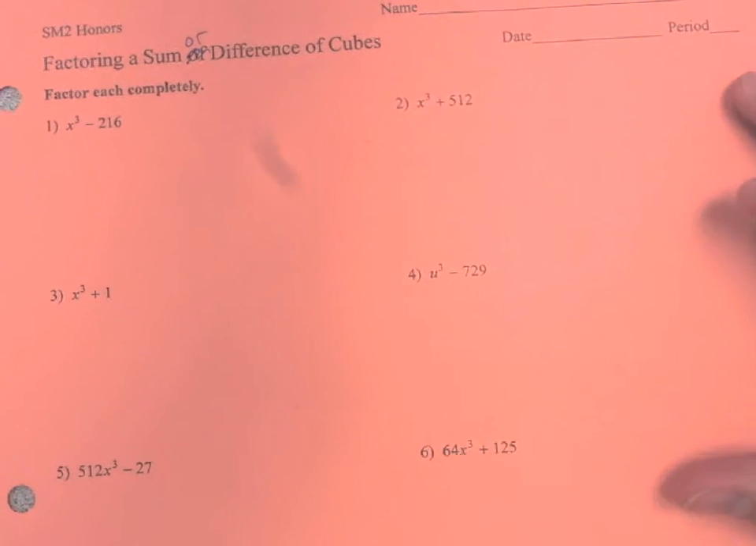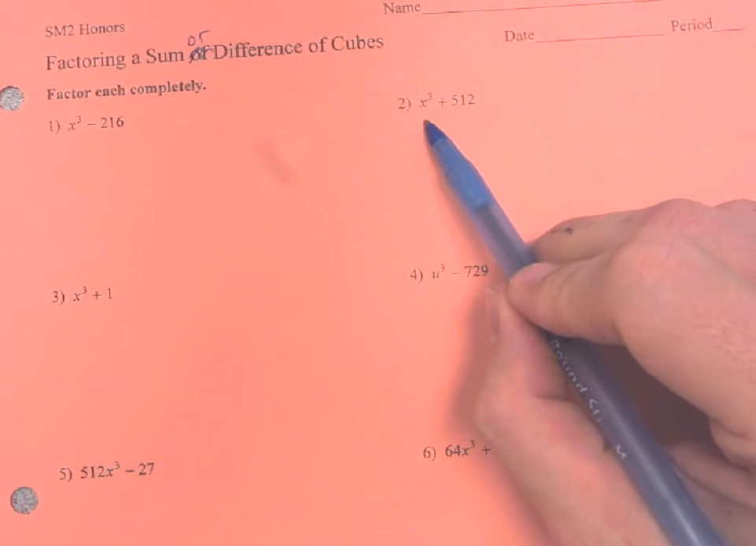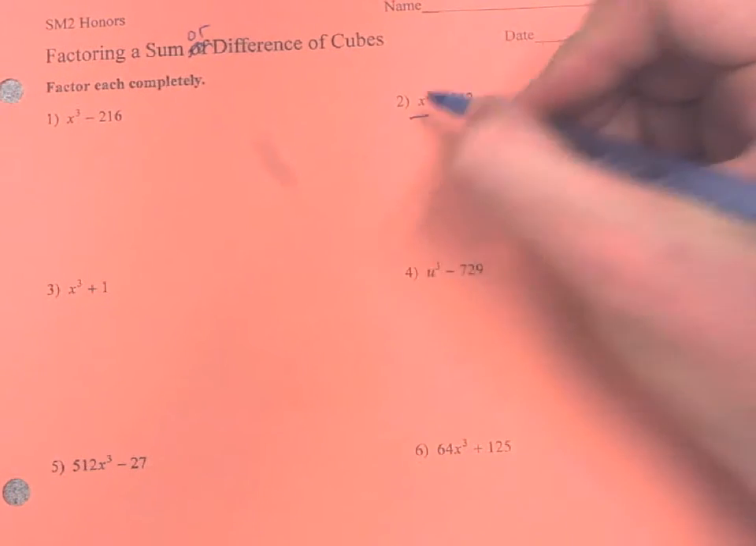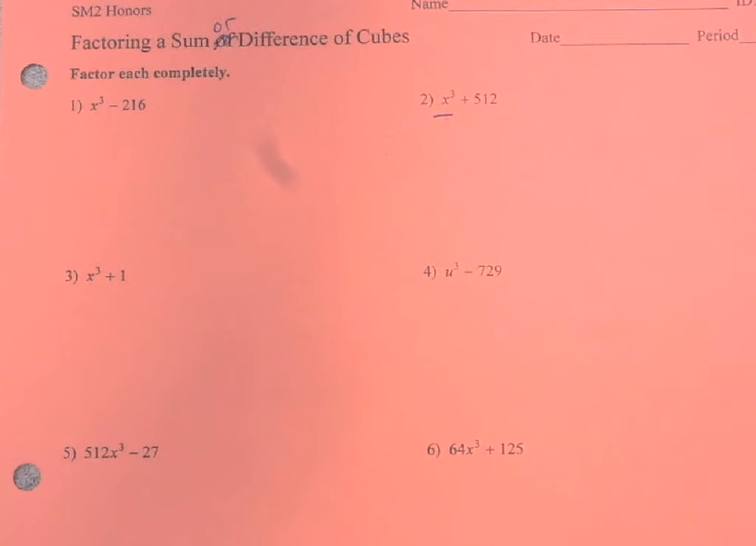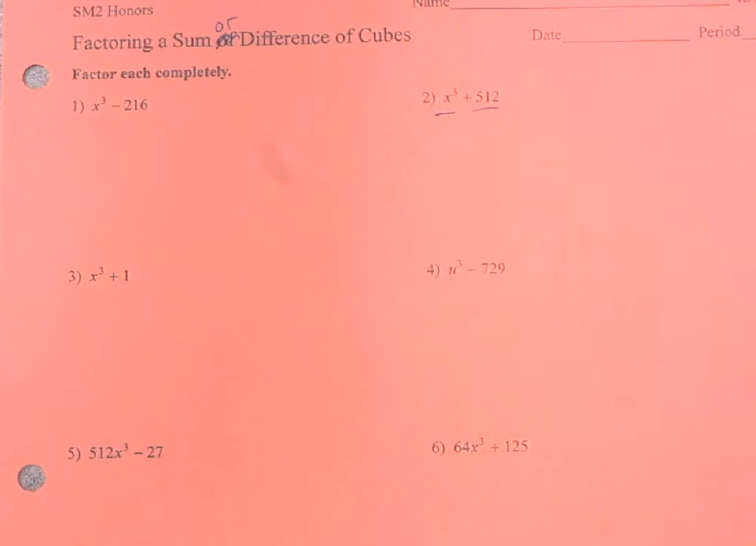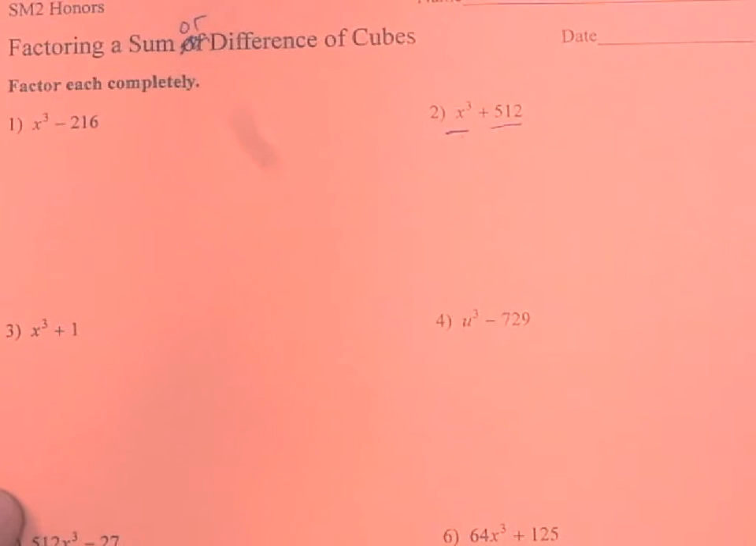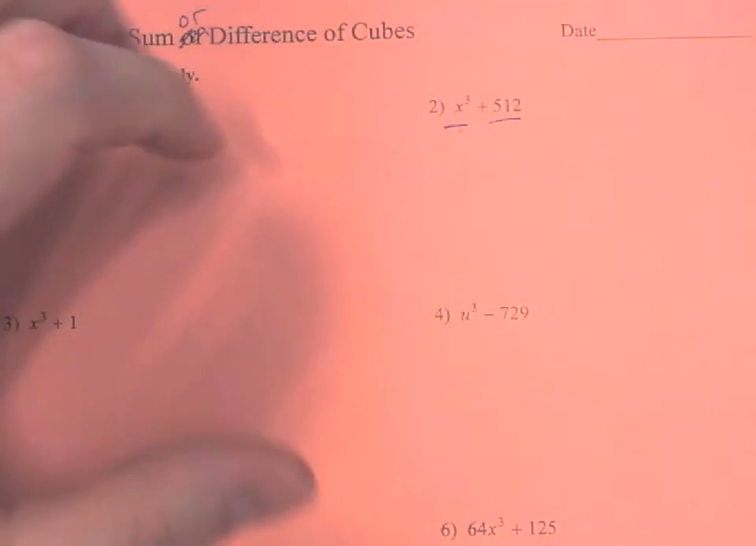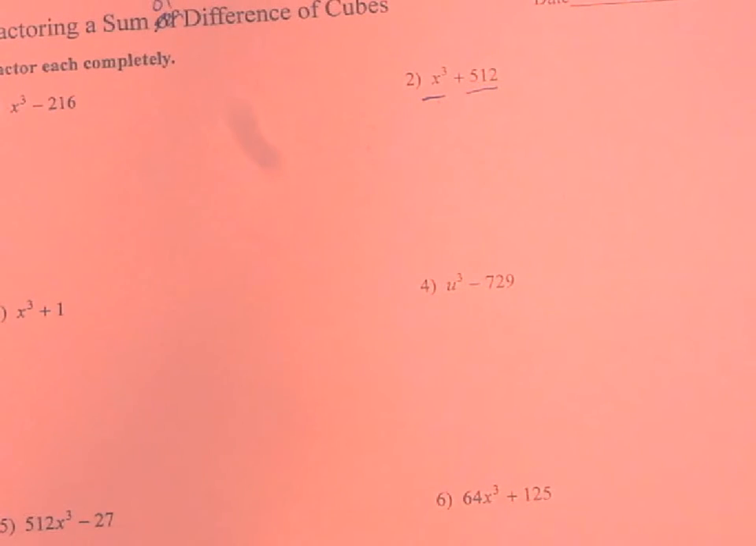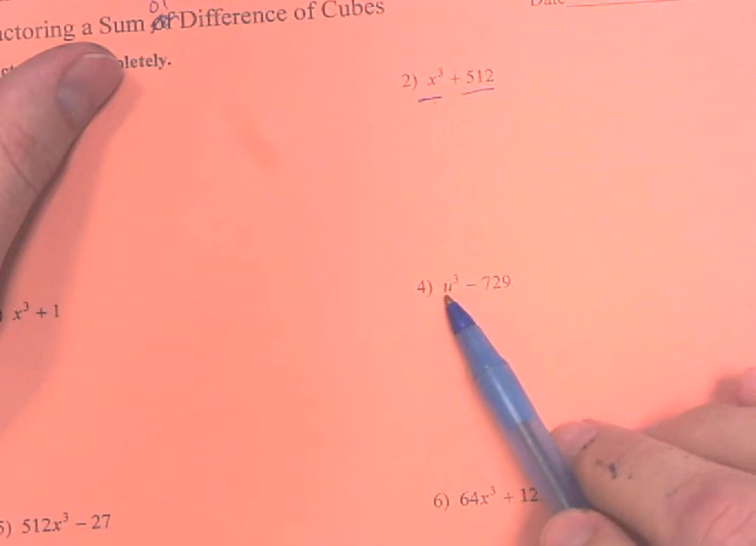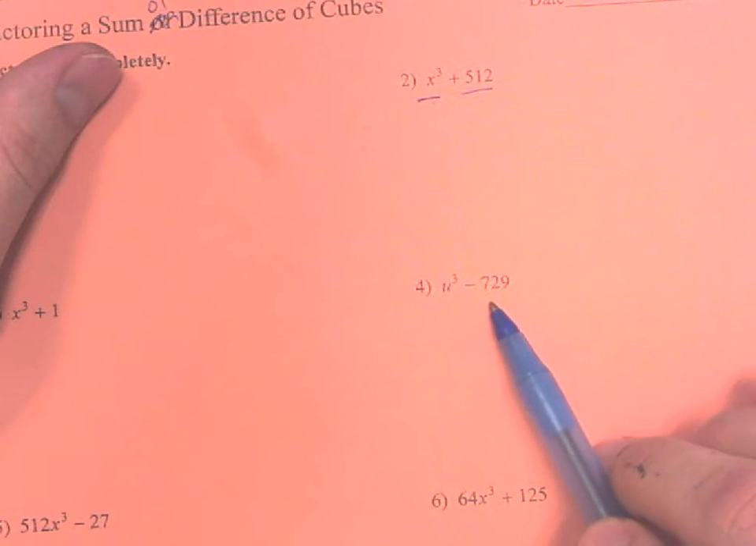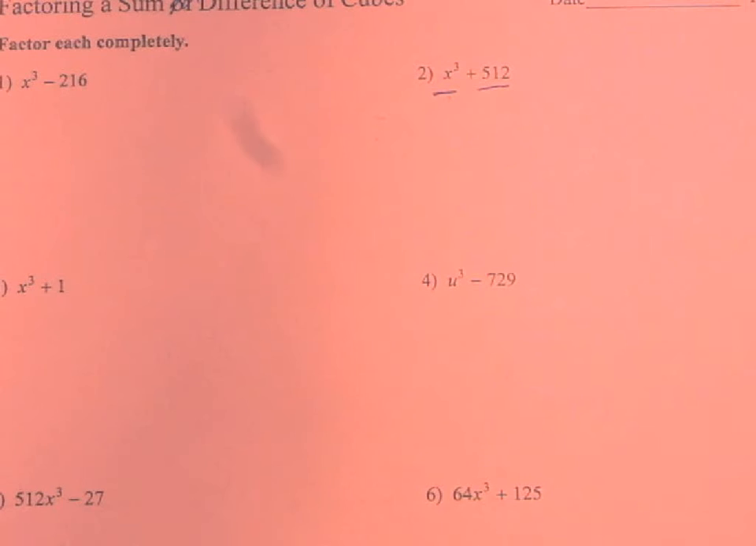So for example, number 2 is a sum of cubes because that is x cubed, and this is actually 8 cubed. And now you may not know that just from looking at it. I'll show you how to take a cube root here in a minute. But that's what we have here on this assignment. So this is what we call a sum of cubes. Number 4 here, we have what we call a difference of cubes, because this is u cubed, and I believe this is 9 cubed. We'll go back and look at that in a second as well.